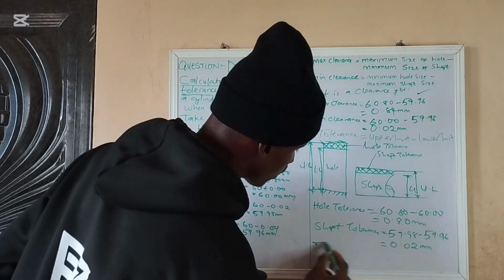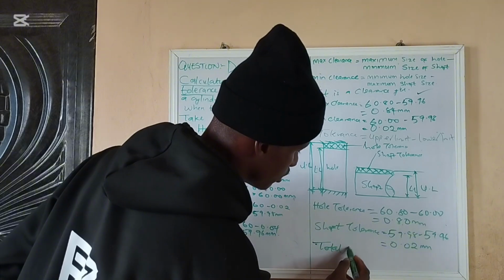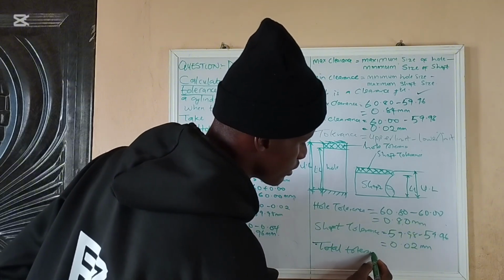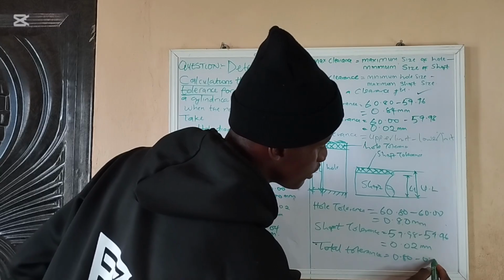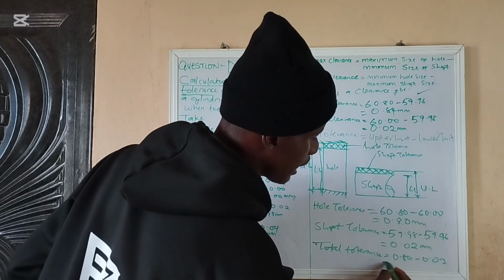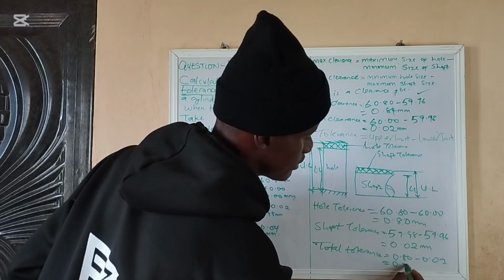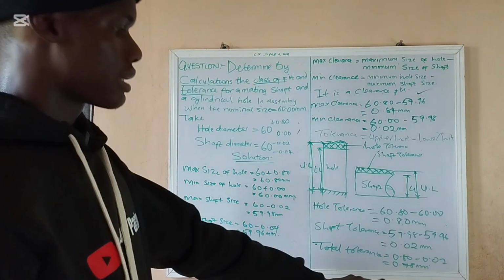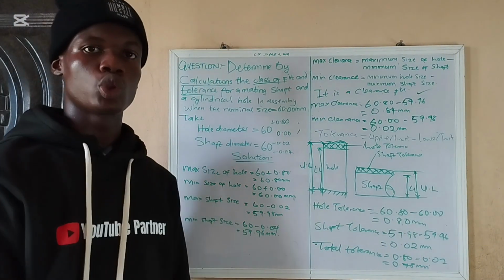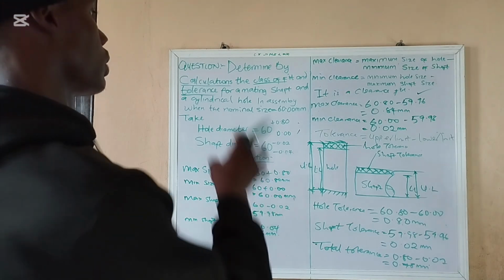So now the total tolerance is going to be 0.80 minus 0.02, and that is going to give us 0.78 millimeter. So that is the value of the total tolerance in this particular question.